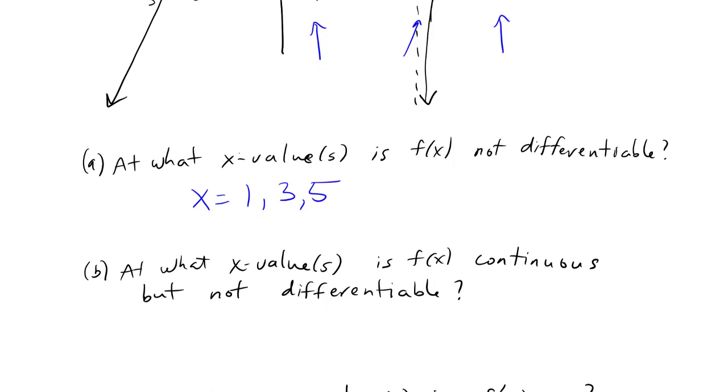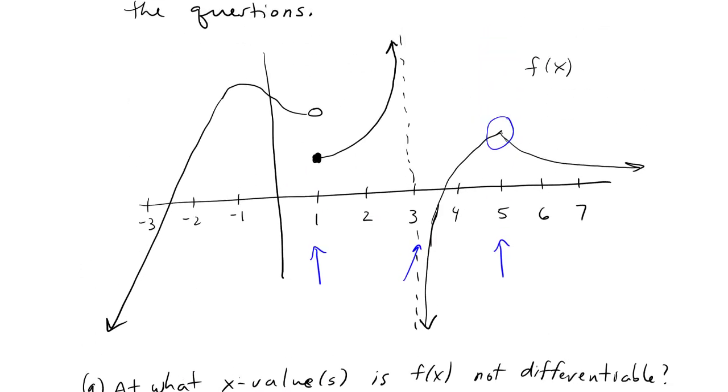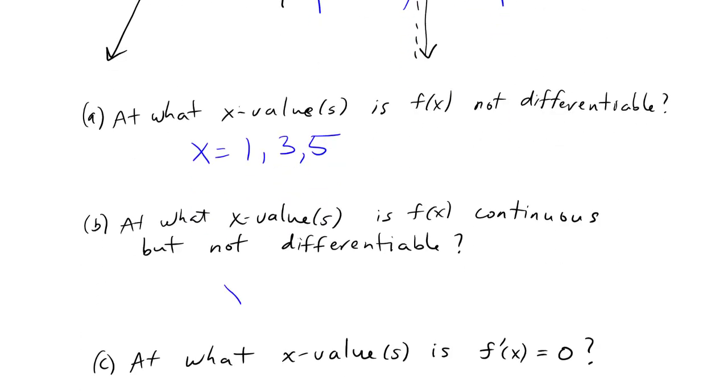All right, at what x values is f of x continuous but not differentiable? Well, if we go back to here at 5, it's continuous but not differentiable.